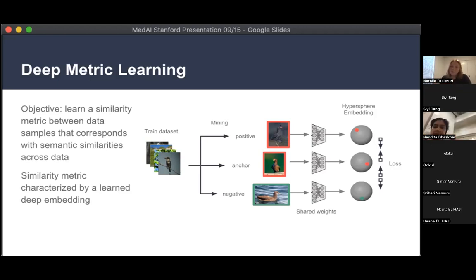Owing to the fact that deep metric learning models similarities over the data as opposed to explicit class boundaries, it is really favored for tasks like zero-shot or few-shot retrieval and facial recognition, and ultimately the representations that we build lend very easily to simple linear or clustering classifiers downstream.